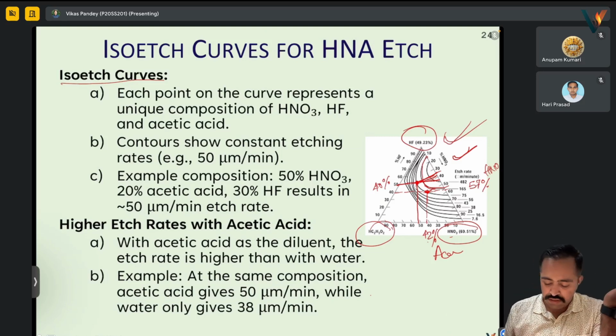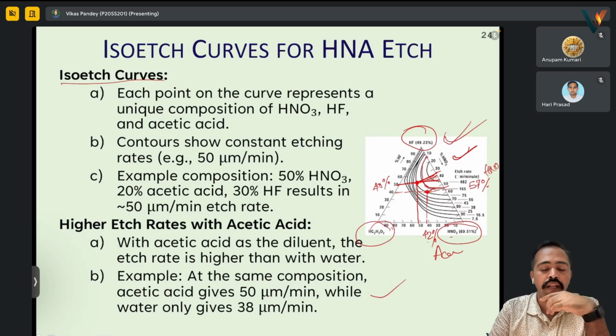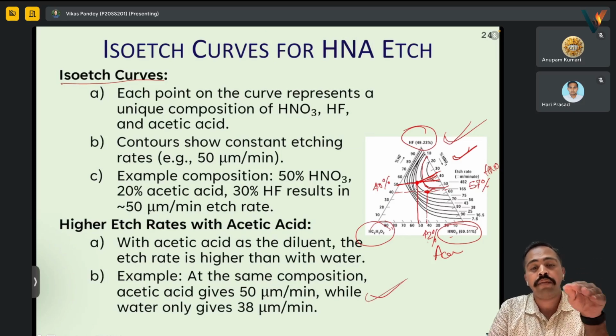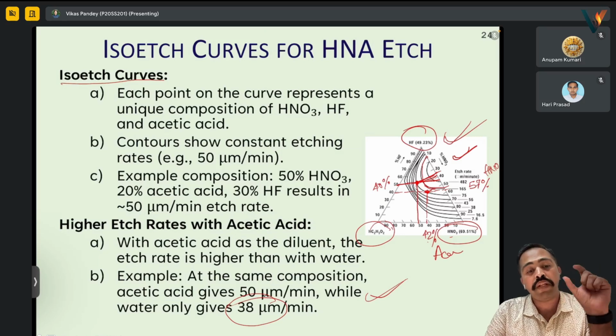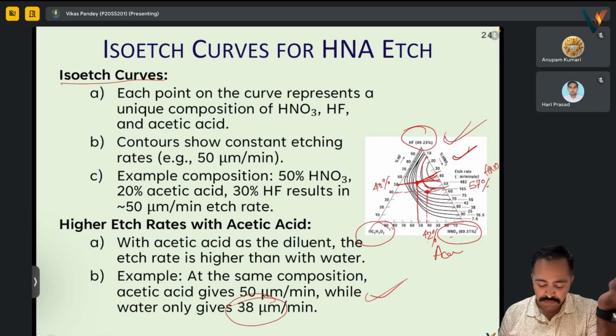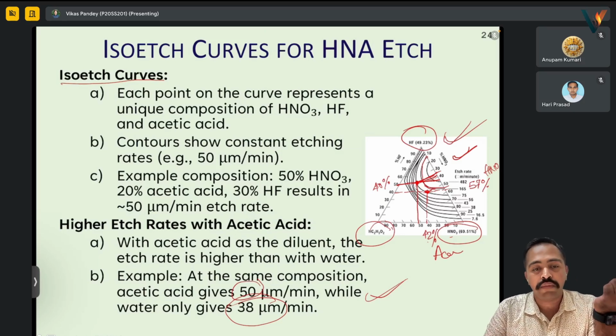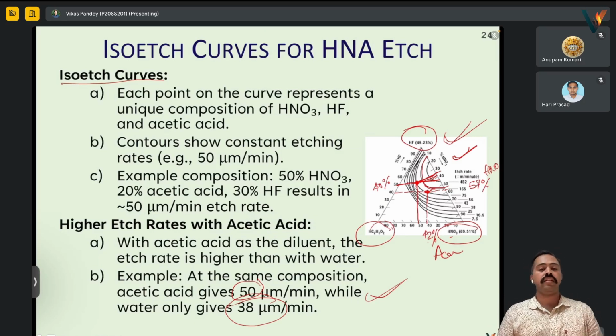So this is one example of why acetic acid is good. The same composition of HNO3 and HF with water will give an etch rate of 38 micrometer per minute. But if we replace the same amount of water with acetic acid, we can get 50 micrometer per minute. So that's the reason we go for acetic acid instead of water as the diluent, the base solution. We are not using water in this.